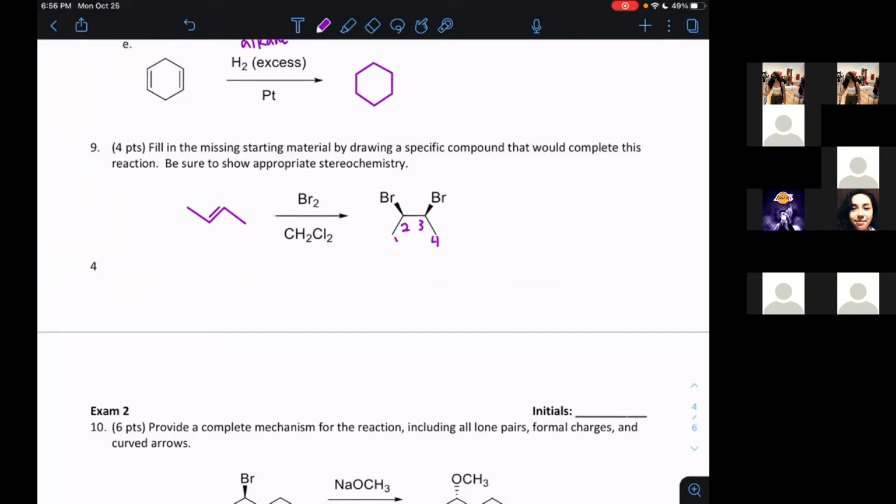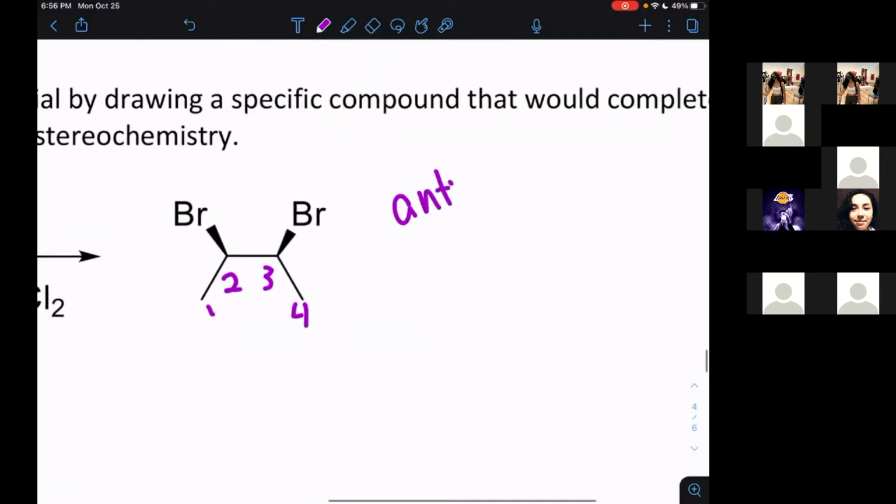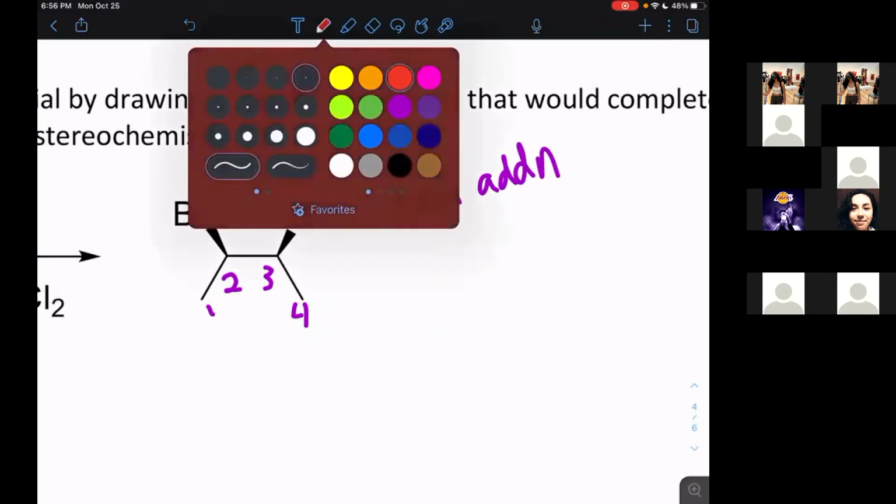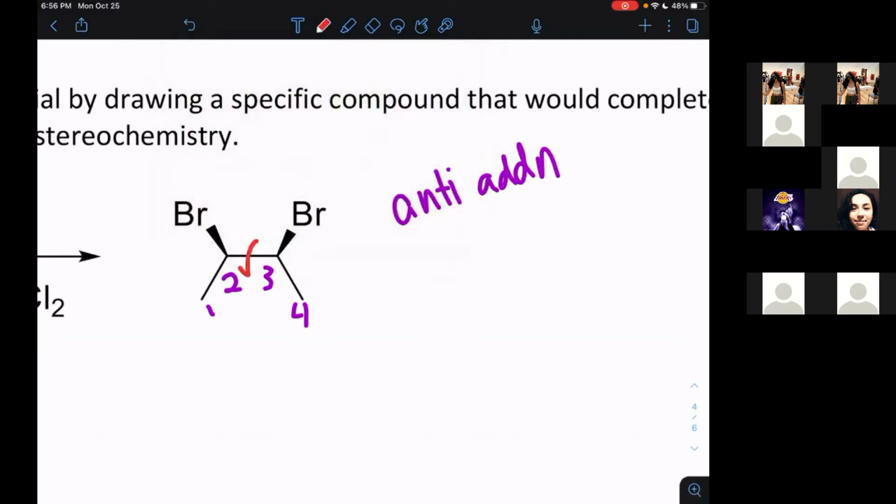Mhm. Okay. Oh, I didn't even pick up on that though. Wait, let me find it then really quick. Yeah, anti-addition. What always helps me is rotating the compound around. It's kind of hard to see like that, but if you get it down, it's actually pretty simple. Okay, cool.